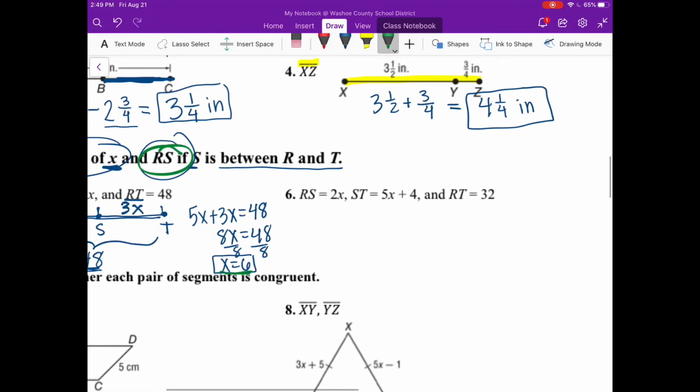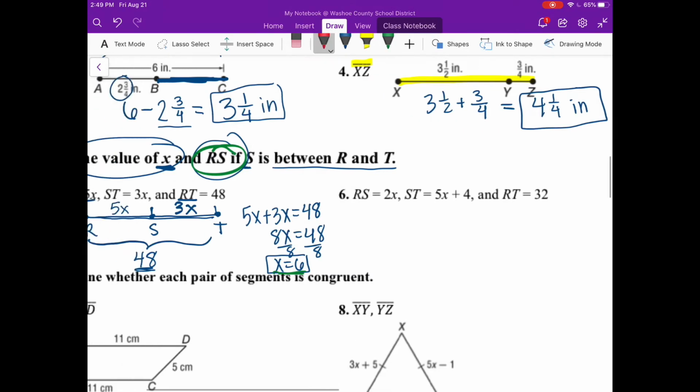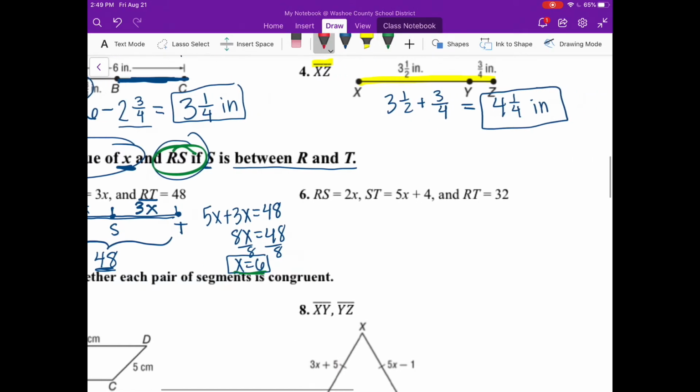Okay. I'm going to draw the same picture over here for number 6. So RT and S being between them. So here's R, T, and S is between. This time RS is 2x and ST is 5x plus 4. The whole thing is going to be 32. So go ahead and try this one. Go ahead and pause the video right now and then come back to see if you got it right.